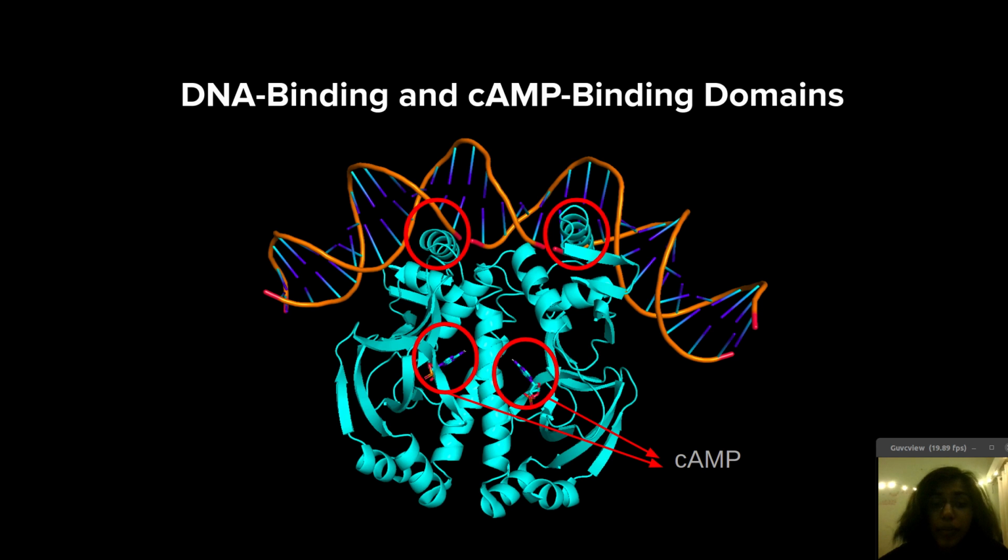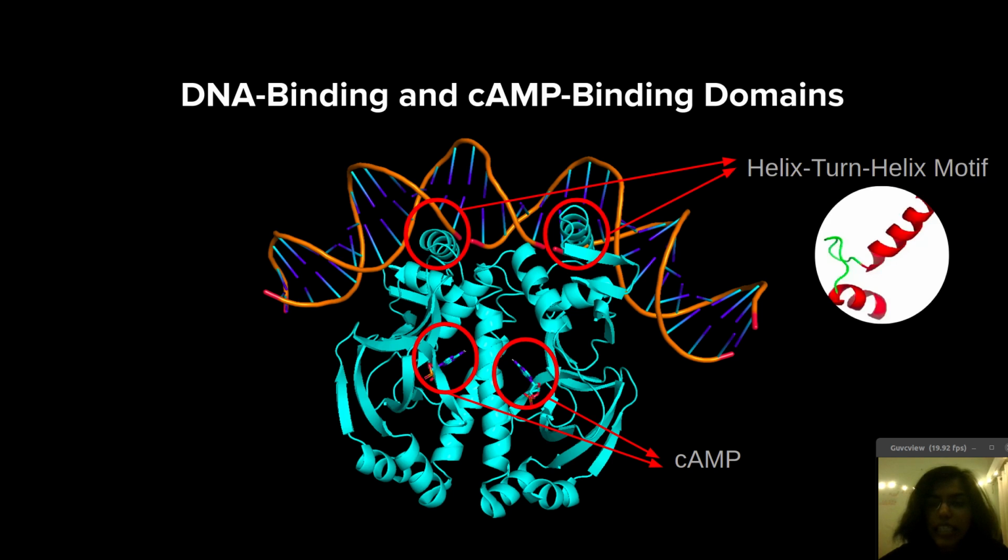Now, the binding domain includes a helix turn helix motif, which, by the way, is a type of motif that is conserved across plenty of other DNA binding proteins. It's simply an alpha helix connected to another alpha helix by a short stretch of amino acids.